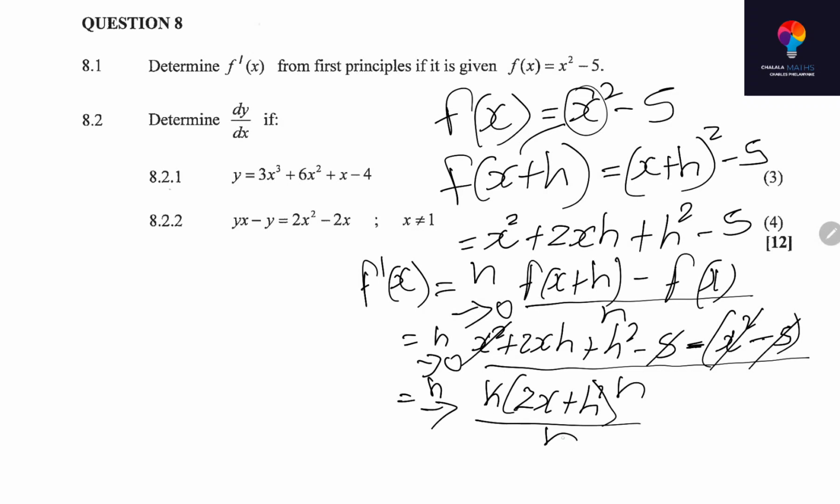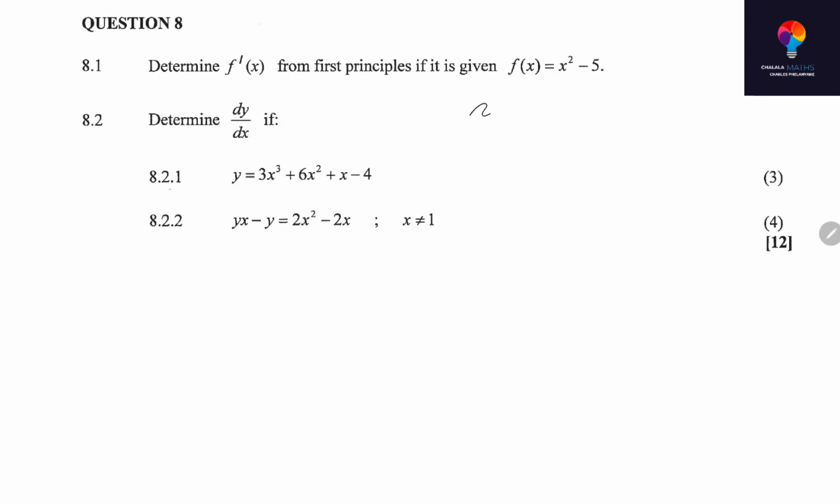Now this h is going to cancel this one. Then we are going to be left with, as h approaches 0, 2x plus h. Then our f prime x therefore, we're going to replace h with 0, and then we are going to be left with 2x.